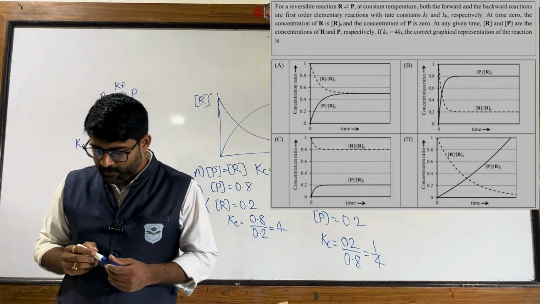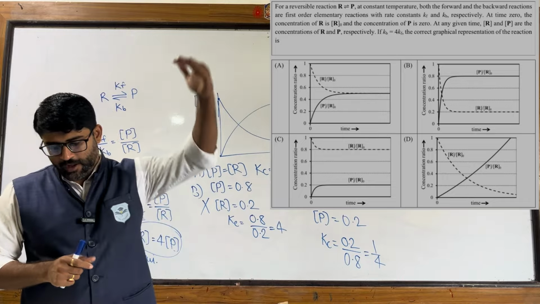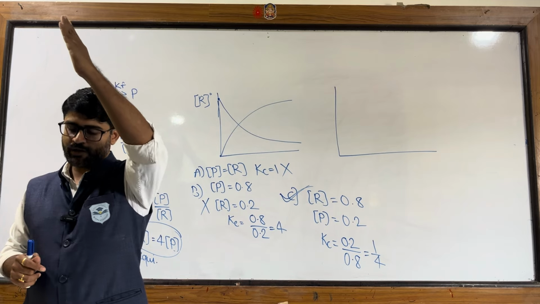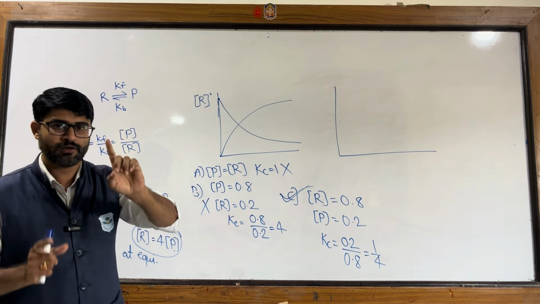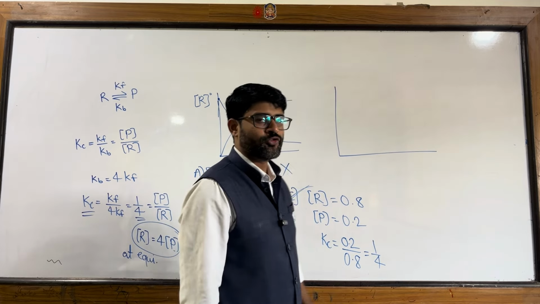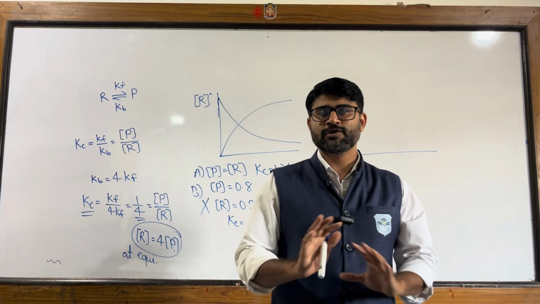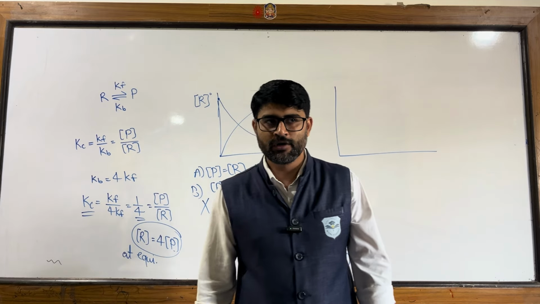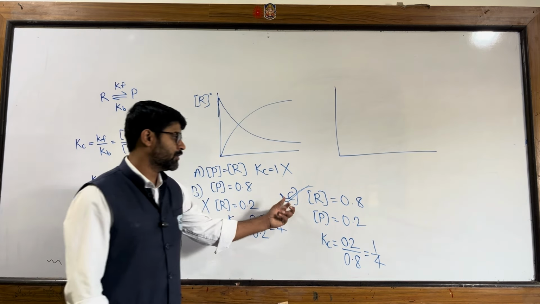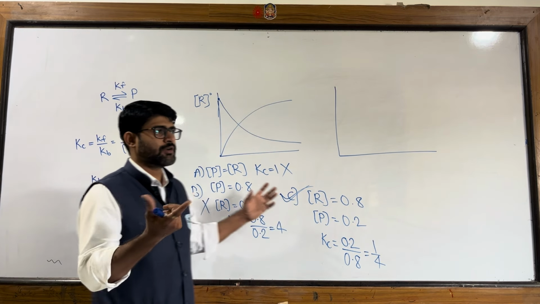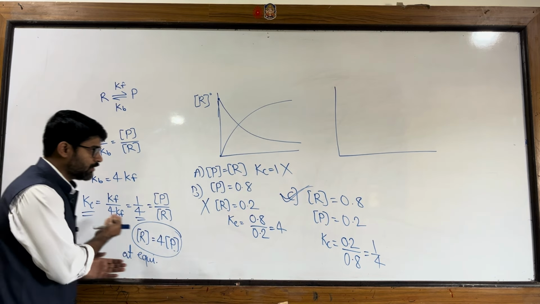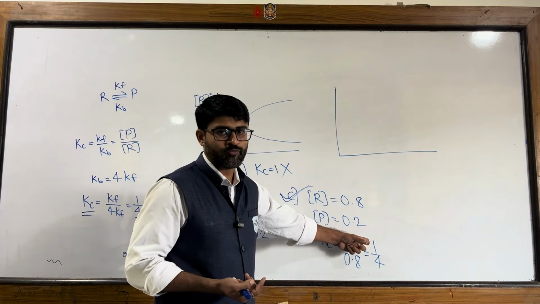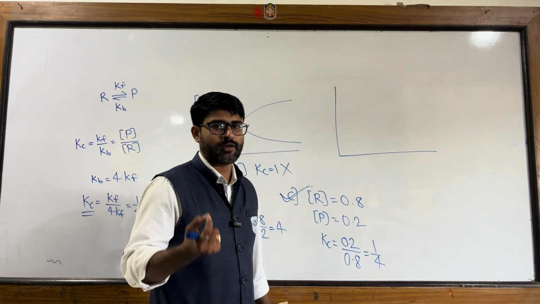In option D, the concentration of reactant is continuously decreasing and that of product is continuously increasing. At equilibrium, the concentration should be constant, it is not changing. So option D is obviously wrong. So the correct option is C. You have to just check that the Kc of the reaction should match with this final result. Kc is equal to concentration of product by concentration of reactant at equilibrium.